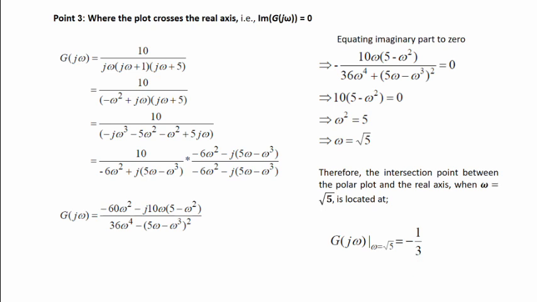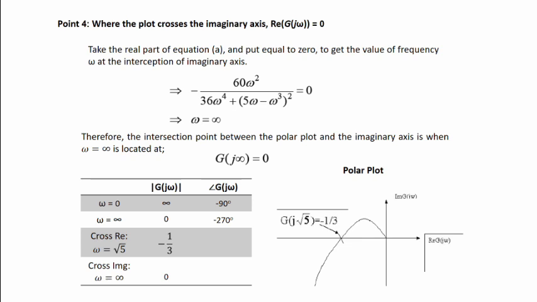Similarly, we can see the point where the polar plot crosses the imaginary axis. For the imaginary axis, the real part of the equation which we have found should be equal to 0. From here it is evident that omega is equal to infinity, and the magnitude of G of j omega at omega equal to infinity is 0. So this table summarizes the nature of the polar plot.